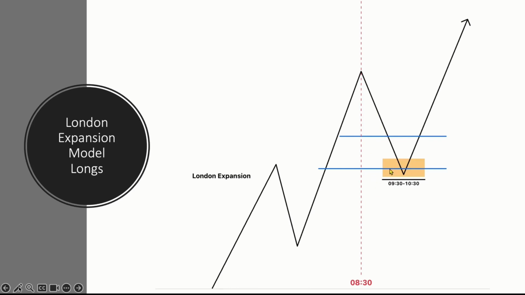We want to see a low time frame smart money reversal occur, and we will be targeting buy side liquidity resting above this high and higher. This model again occurs when we are in a fairly bullish market and the market is in close proximity to the higher time frame objective.